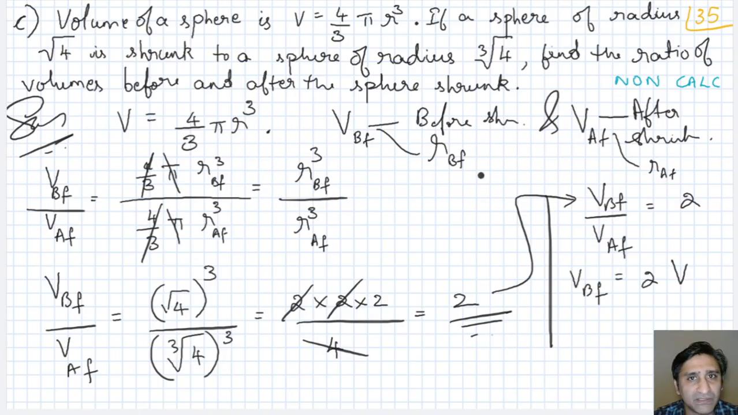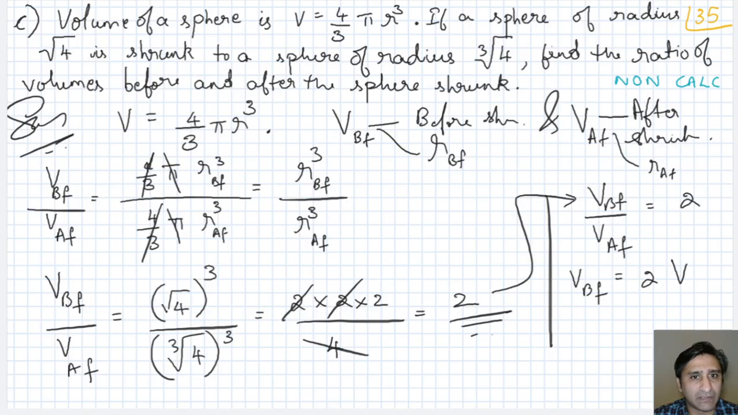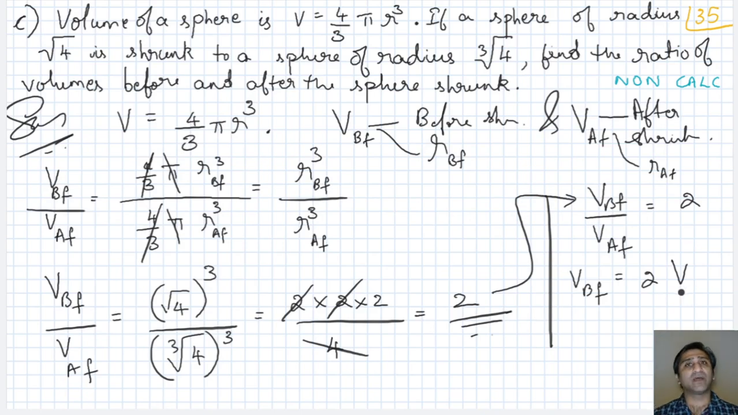Oops, what happened to this? My net's hanging up. Okay, but in any case, what I'm supposed to write here is 2 times V_AF. That means V_BF. Okay, it seems to be corrected back now, I guess. Yeah, there we go.